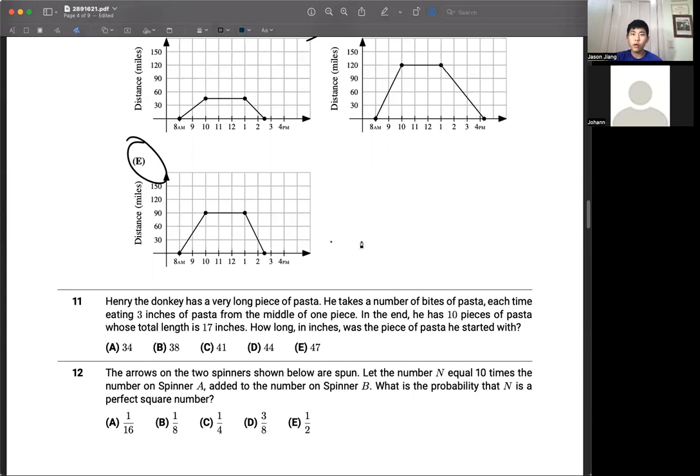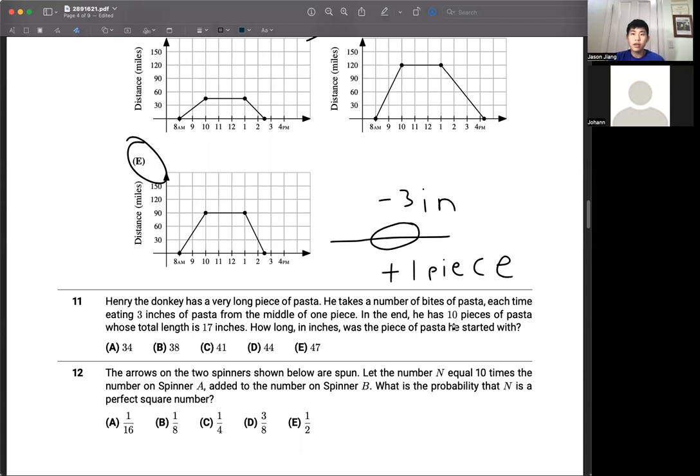So if we just look at one bite of pasta, we know that the total amount of pasta that remains after is going to be 3 fewer inches, but we also know that the number of pieces has increased by 1. That's because we started with 1 piece of pasta, but we ended with 2. We have plus 1 piece, but minus 3 inches.